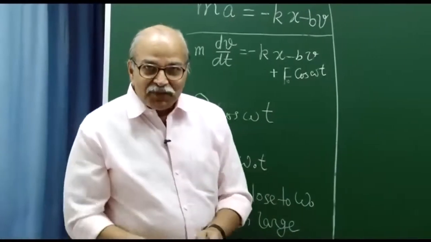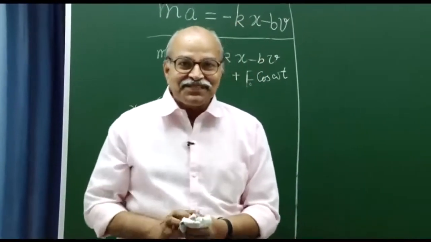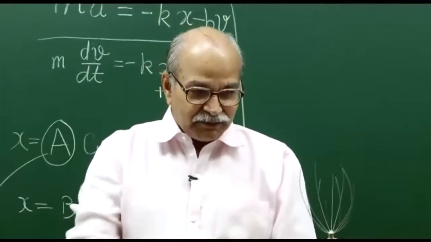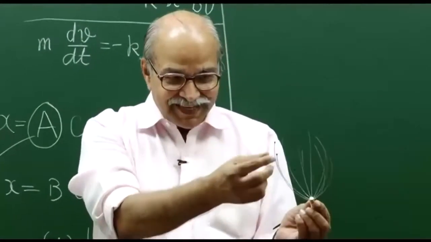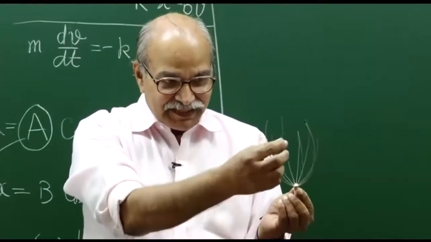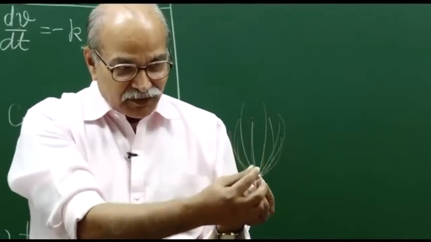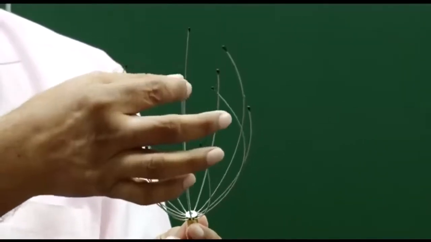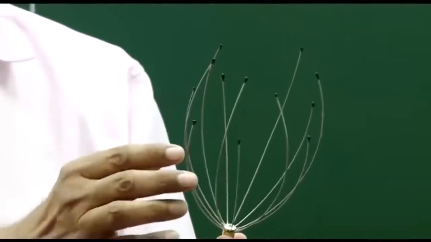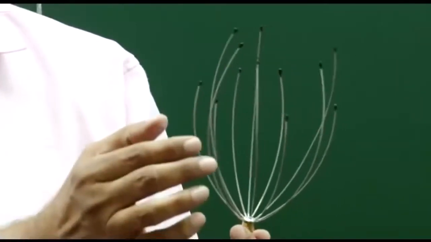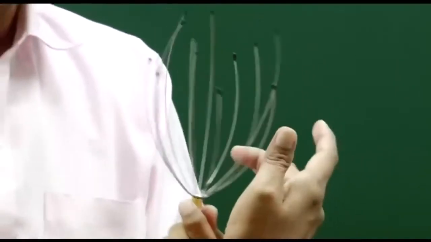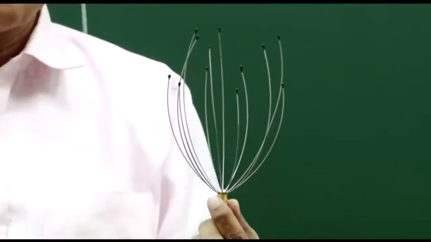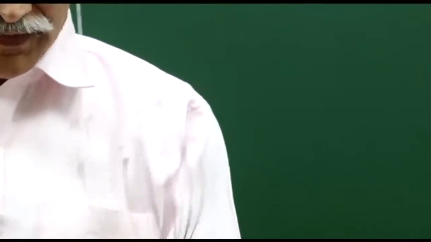So, I will just show some more examples of resonance, and you enjoy these experiments. I have this head massager. It has several metallic rods, and on top of that these beads are there, and they are of two different lengths. I can see 2, 4, 6. Six are of one length, and then these 3 plus these 3, 6 are of larger lengths.